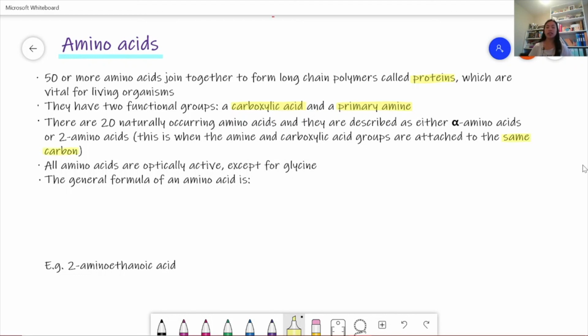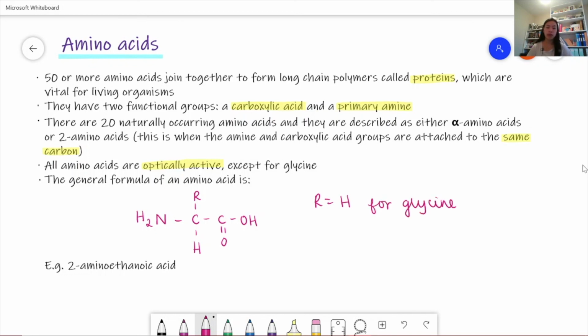And all amino acids are optically active except for glycine. Now, the general formula of an amino acid is the amine group, and then we have a carbon, an R group, a hydrogen, and then we have the carboxylic acid. And R can be anything, it can vary. So, for example, R is equal to a hydrogen for glycine, or R is equal to a methyl group for alanine.